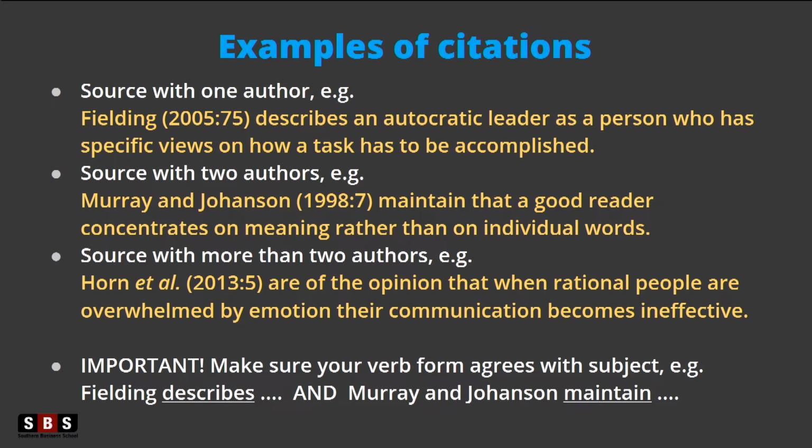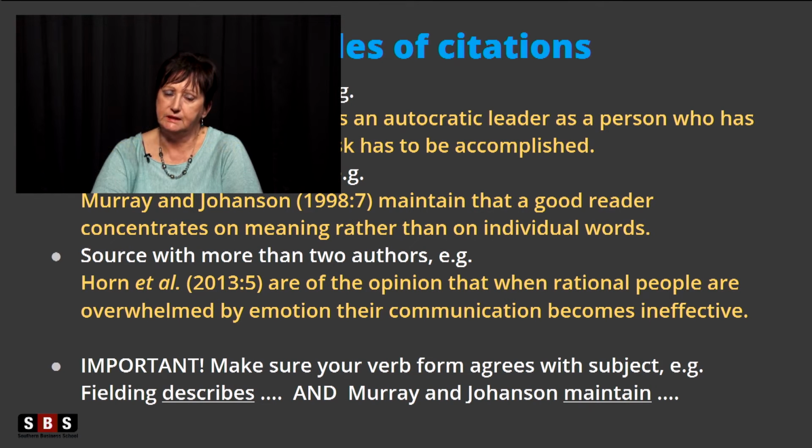With two authors, you will use both surnames and you will use the word "and" between the two surnames. Whenever you have a source with more than two authors, you will not list 3 or 4 or 5 surnames, but you will list the name of the first author, and then you will use the Latin abbreviation et al., followed of course by your year and page number in brackets if it is a paraphrase. Of course, if it is a direct quotation, you would put the author's name and the abbreviation in brackets as well.